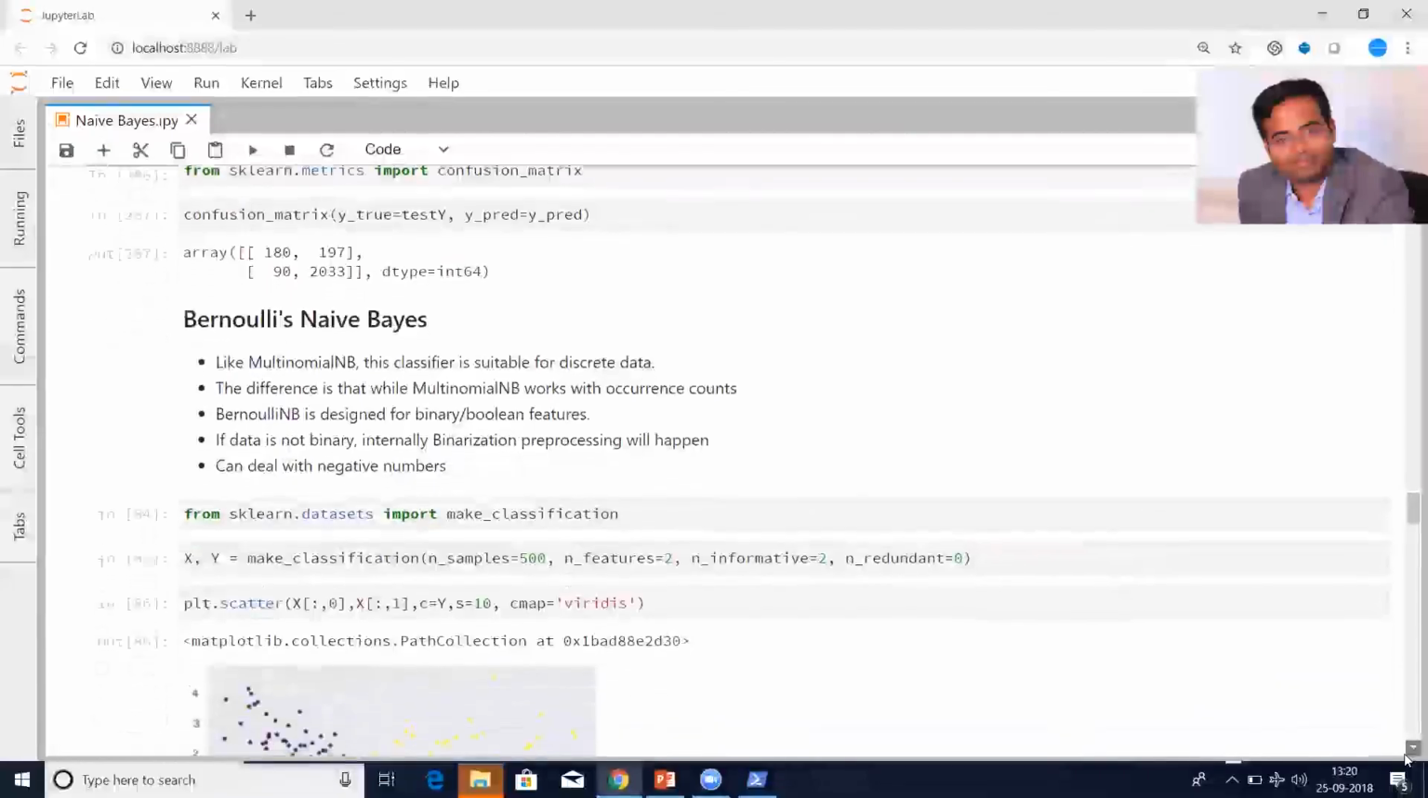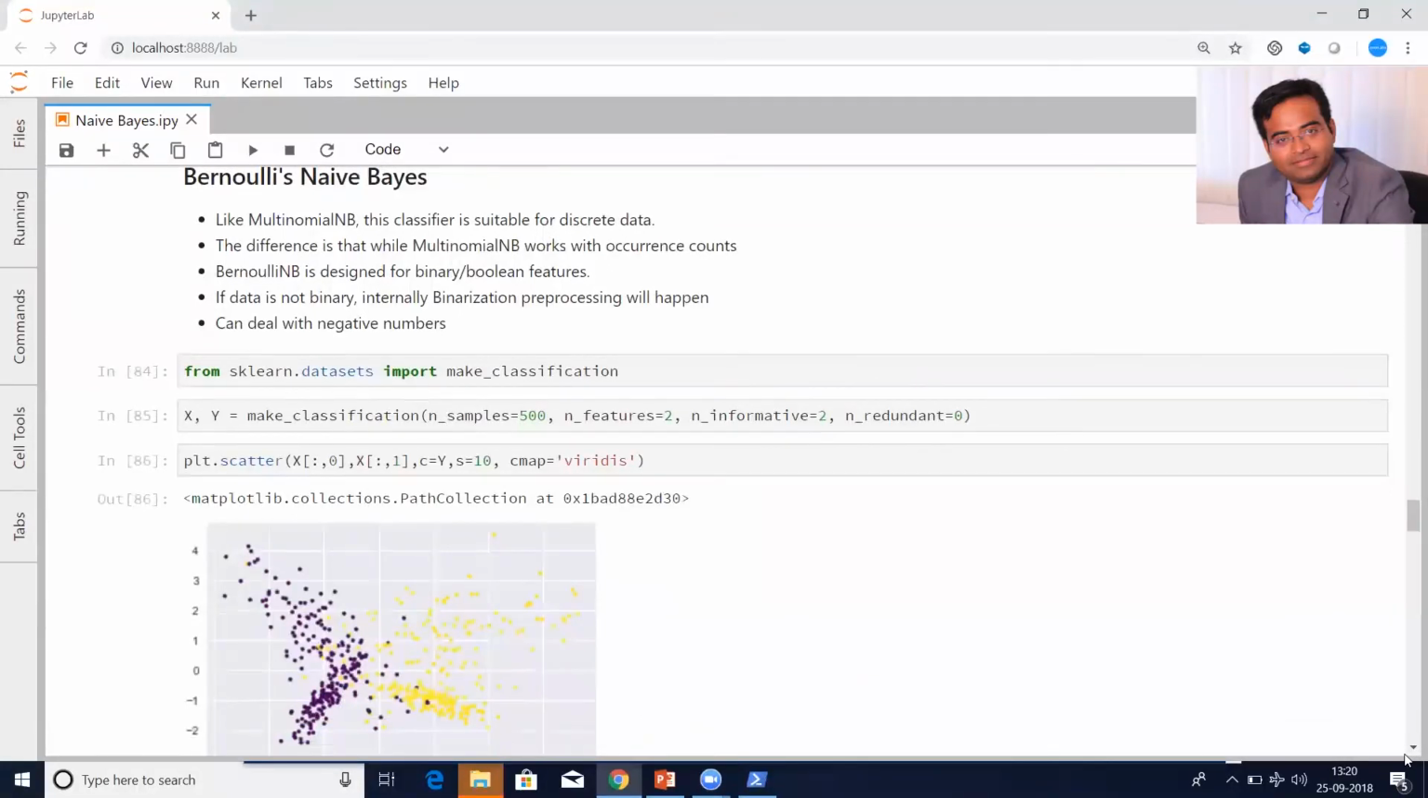Let's come to the third part of it. This is Bernoulli naive Bayes. Like multinomial naive Bayes, which is suited for discrete data, Bernoulli naive Bayes is suited for binary data. The columns should have binary information of zeros and ones. And if the column does not contain data in binary form, the data will be binarized.